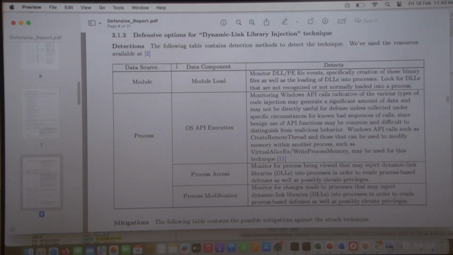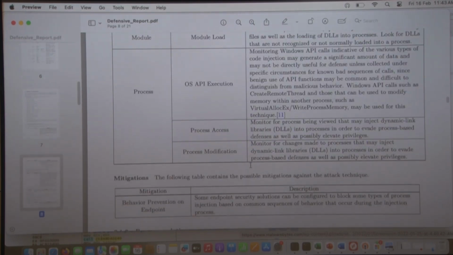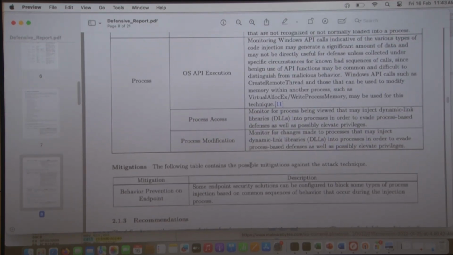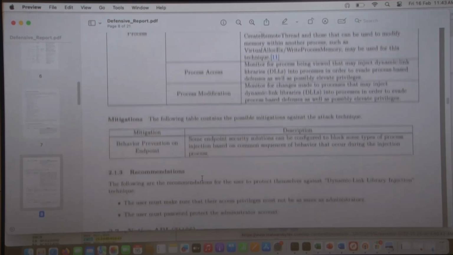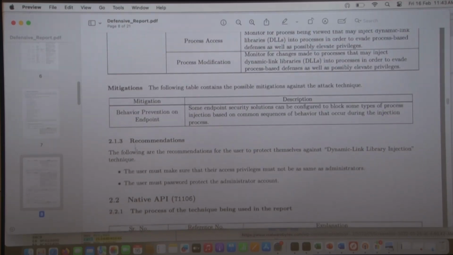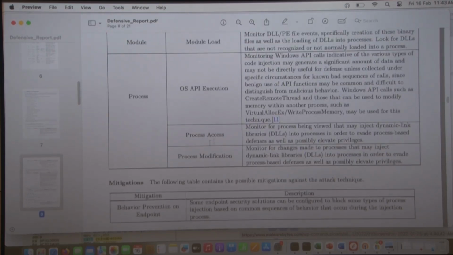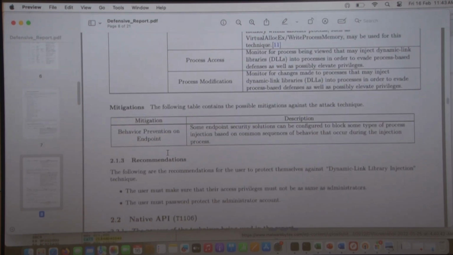On the technique web page of this DLL injection, we can find a set of detection and mitigation steps. We find the whole set of detections one can implement on the infrastructure to detect DLL injection, and this is one of the mitigations which one can implement to mitigate such injection in future attacks. These are process access, process modification, and behavior prevention on the endpoint implementation. These things come under detection and mitigation.